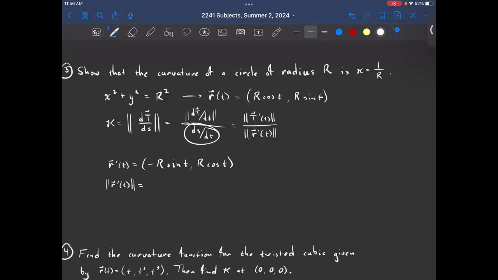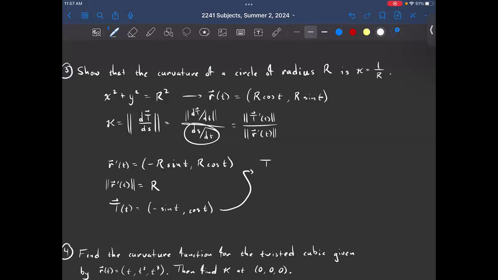All right, then our norm is going to be the square root of r squared, so just r. Okay, that makes plenty of sense, hopefully. And then our tangent vector is this divided by the r right there. Okay, so that tells me that T of t is minus sine of t, cosine of t. All right, now I need the derivative of that and to take its norm.